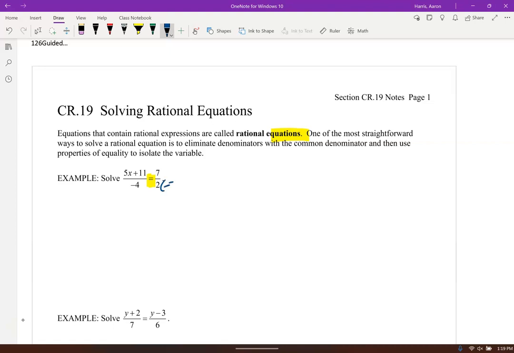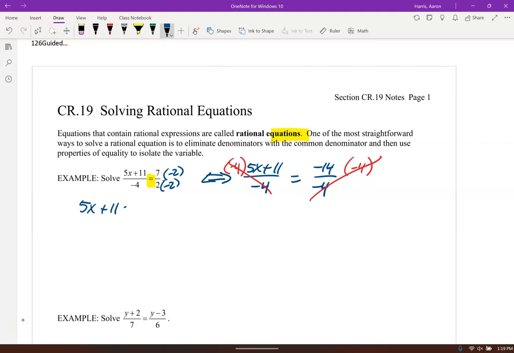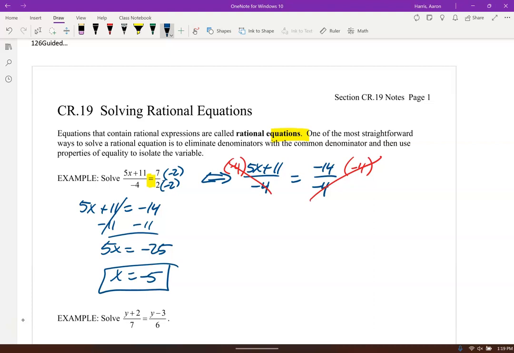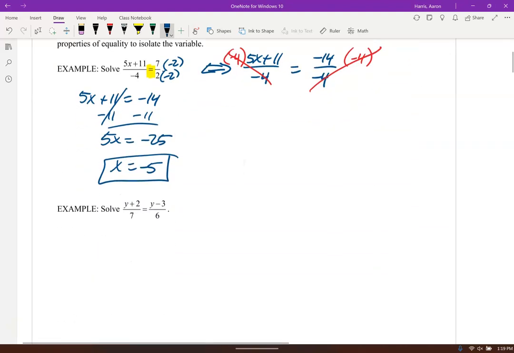of -4, right? So you'd multiply this by -2 on both sides, so you'd have (5x plus 11) over -4 equals -14 over -4. Now notice they have a common denominator, so I can clear that out. I can multiply this side by -4, and if I multiply one side by -4, I've got to multiply the other side by -4, and now we have a solvable 5x plus 11 equals -14, and we solve that. Divide by 5 on both sides, so x ends up being -5. Make sure you check it in the original equation and make sure it works, right?